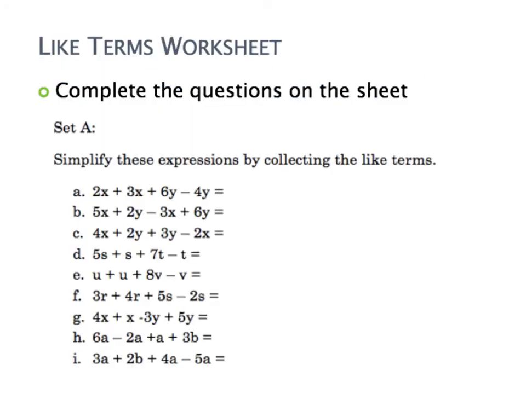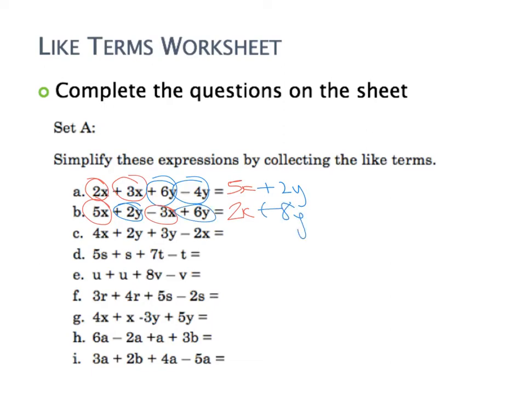For section A, same thing again, except there are different terms. So we've got the 2x and the 3x. They're both like terms, so that's going to give us 5x. And then we have to match up the 6y minus the 4y, and that's going to give us plus 2y. Okay, so if you do each one of that, use a different colour as you go along. 5x and the minus 3x are the like terms here. That's going to give us 2x. And the 2y and the plus 6y is going to give us plus 8y.